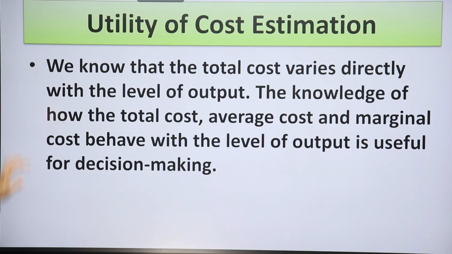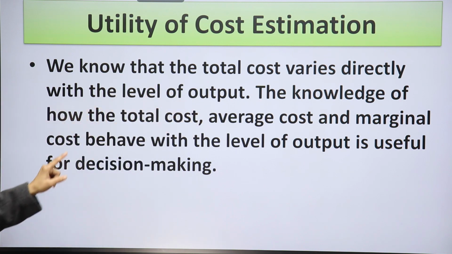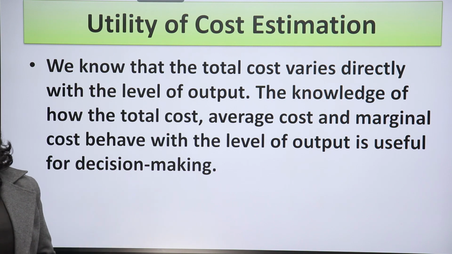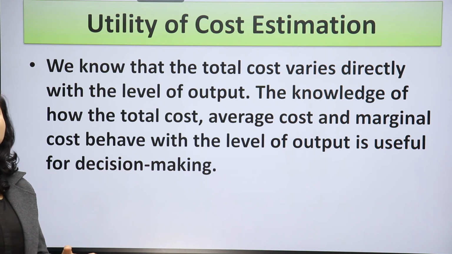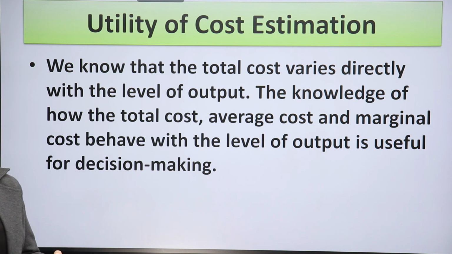Let's start. Utility of cost estimation. What is the utility? What is the use? We know that the total cost varies directly with the level of output. When output increases, total cost also varies directly with it. Why? Because we need more assets, we need more inputs to produce more output, and for those inputs we pay more cost, and that's why our cost increases directly with increase in our output. More the output, more will be the cost. Lesser the output, lesser will be the cost.